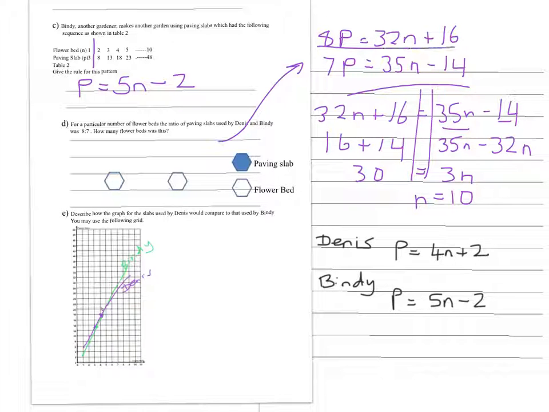Dennis's equation by 8, and I've multiplied Bindi's by 7, so this is when they are equal, and I've worked out how much n would then be. Okay, I think that's it for that paper.